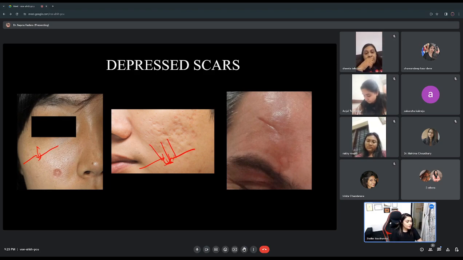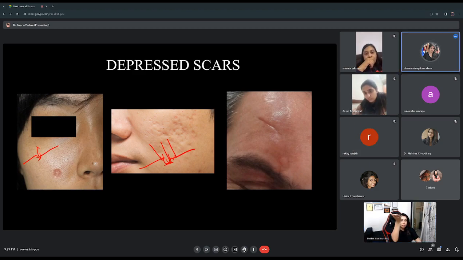So what you will have to do is bring the scar up. How will you do it? You will do it either with scar revision or with a technique which is known as subcision. Subcision and filler. No, mesotherapy won't help much, Ishita, in this case. So you will have to do subcision and filler.